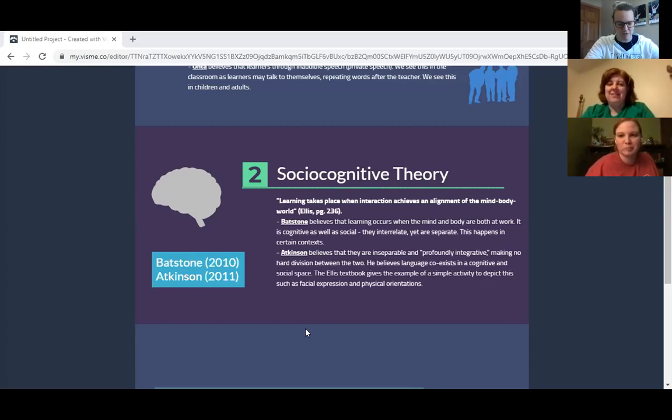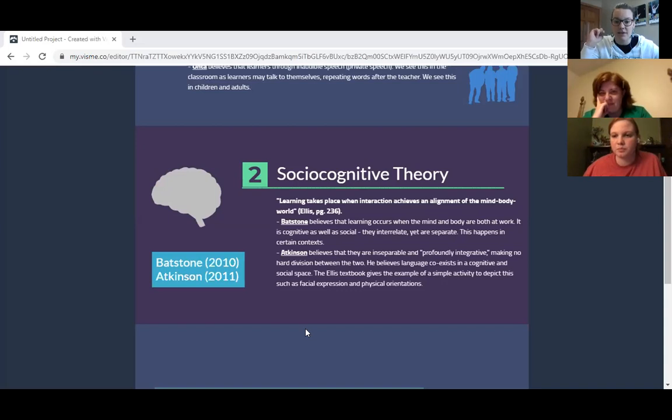I actually wrote in my textbook, I don't know about this, just because I wasn't so sure if it made a lot of sense to me. So he believes that they're inseparable, so they can't be separated, but yet they're profoundly integrative, making no hard division between the two. He believes that language coexists in a cognitive and social space.